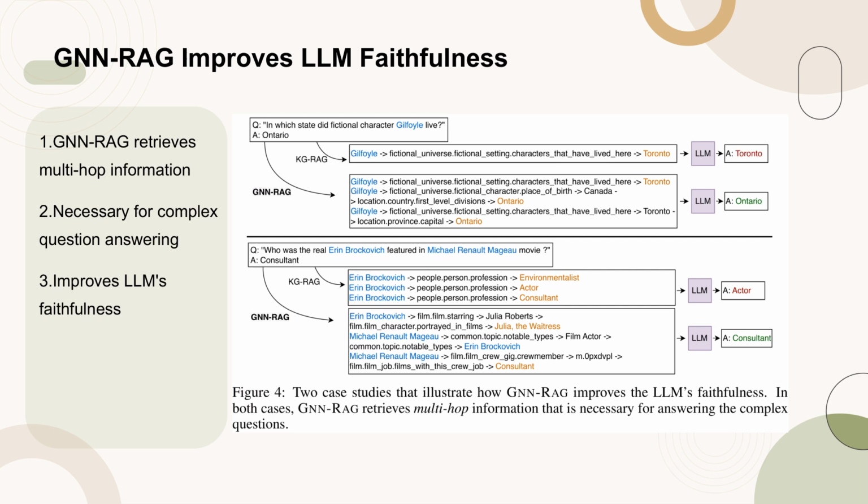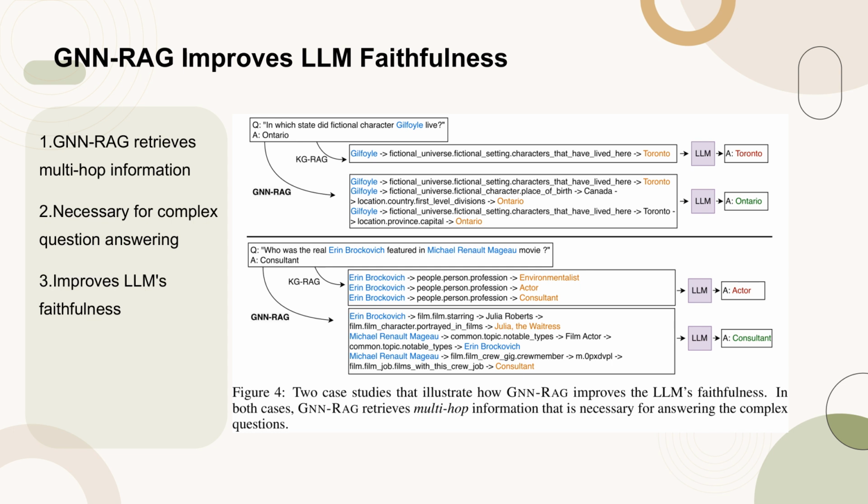Figure 4 presents two case studies demonstrating how GNN-RAG enhances the faithfulness of LLM responses. In both scenarios, GNN-RAG successfully retrieves multi-hop information essential for accurately answering complex questions. This improvement is crucial for ensuring that the LLM adheres to the question's instructions and utilizes the correct information from the knowledge graph.